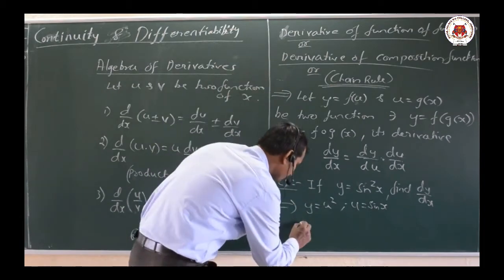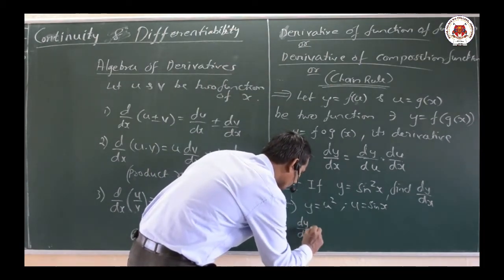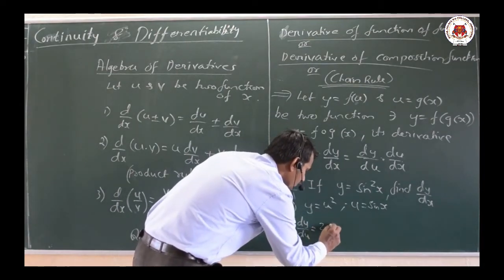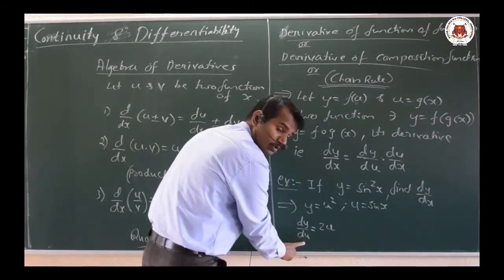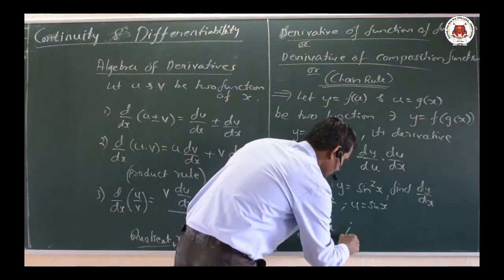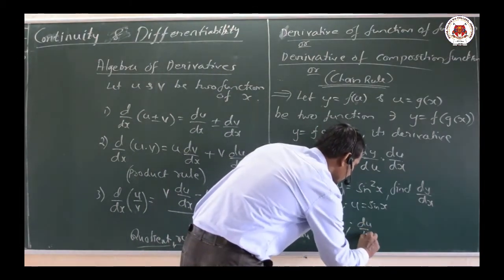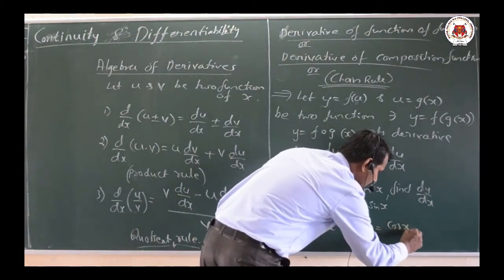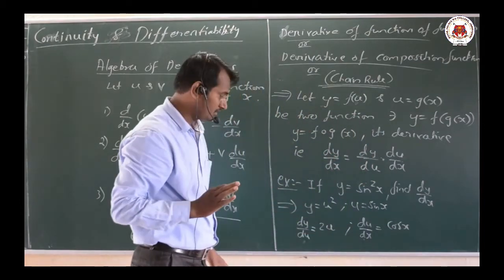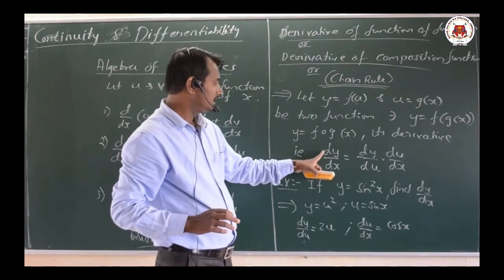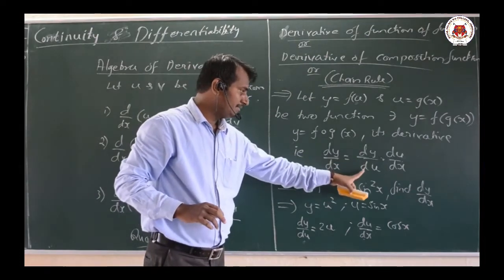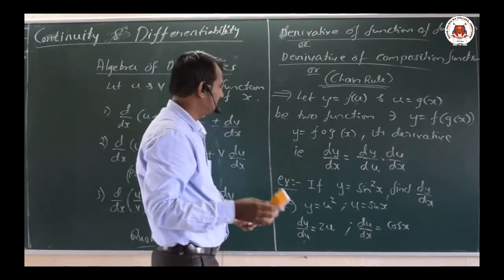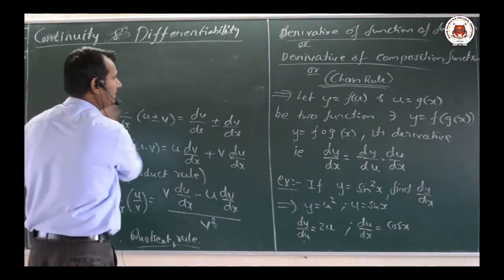Now I will differentiate. dy by du means differentiating y with respect to u: u square differentiation is 2u, with respect to u only. Then du by dx: here I will differentiate with respect to x. Sin x differentiation is cos x. Now we will make use of the formula dy by dx equal to dy by du into du by dx, and substitute here. Very simple thing.